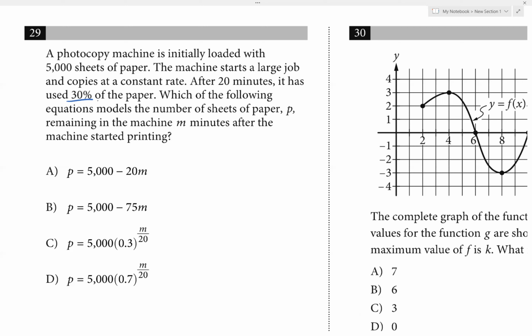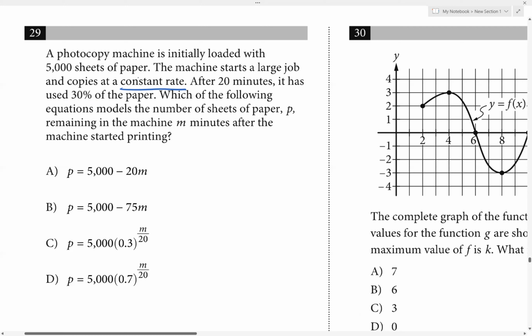But for this question, it's a little bit tricky because although we do have that percent there, it's not talking about the rate of the printing. The 30% just says after 20 minutes, we're using 30% of the paper. So that's the total amount of paper that we use. It's not the speed or the rate that the copier operates. And in the previous sentence, it says the machine copies at a constant rate. So I have to look for the rate.